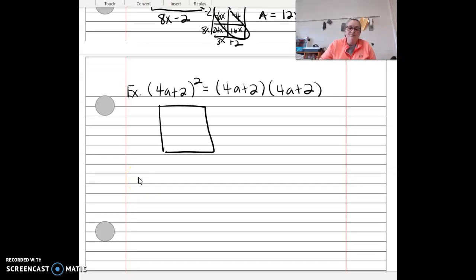So I end up getting, if I were to set up this box, 4a plus 2 times 4a plus 2. So 4a times 4a is 16a squared. 4a times 2 is 8a. 4a times 2 is 8a. 2 times 2 is 4. So I get 16a squared plus 8a plus 8a, which is 16a, plus 4.